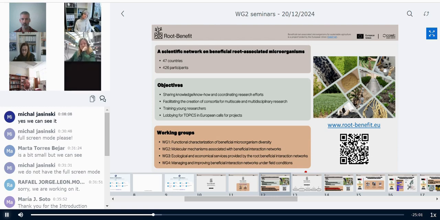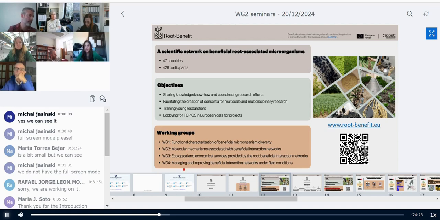Working group 1 is focused on the functional characterization of beneficial microorganism diversity. Working group 2, which we are all involved in, is focused on the molecular mechanisms associated with the beneficial interaction networks. Working group 3 focuses on the ecological and economic services provided by the root beneficial interaction networks. And finally, working group 4 is managing and improving beneficial interactions under field conditions. I mean, how we can apply all this knowledge to society.